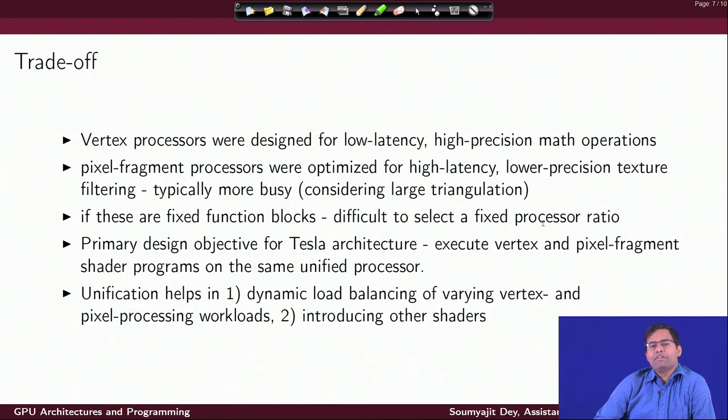Now, if these vertex and pixel processors are implemented as fixed function blocks, it is difficult to select a fixed processor ratio. That means, how much throughput should be allowed for the vertex processor and how much throughput should be allowed for the pixel processor, because the overall throughput of this pipeline also depends on the input data, the input image's triangulation scheme.